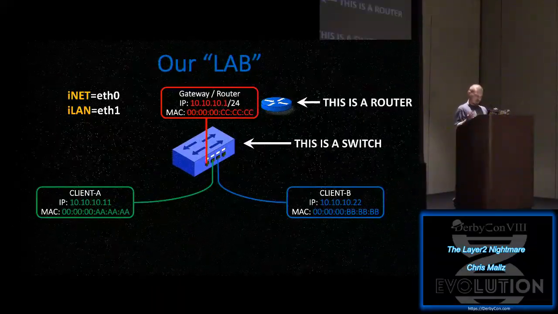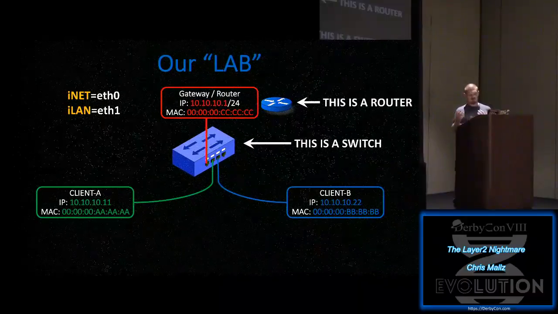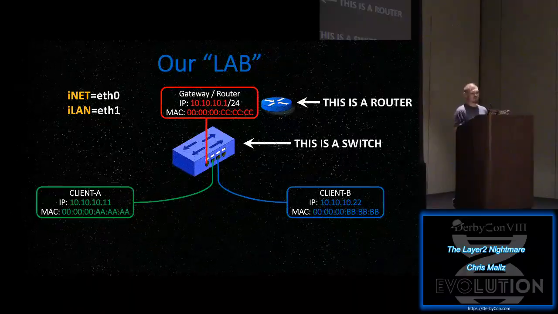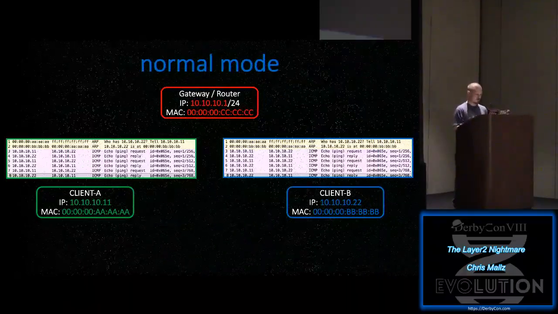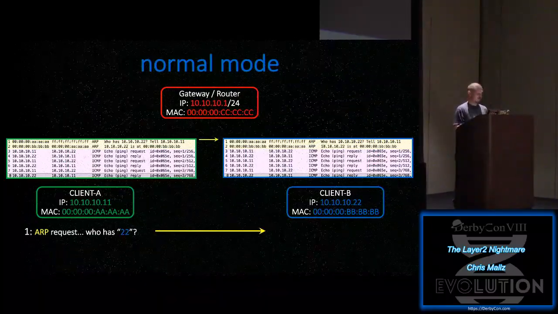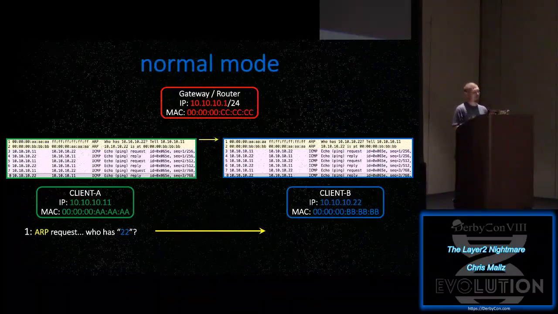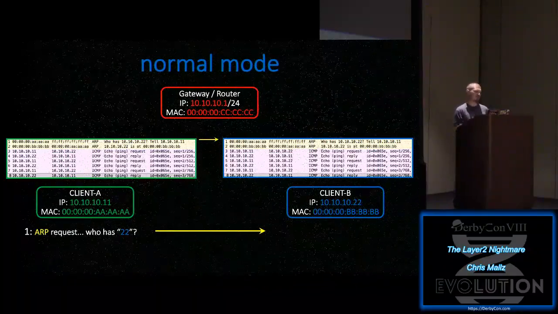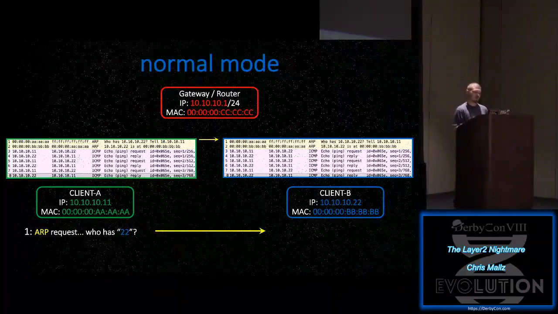So again, this is our lab, and let's take a look at what a normal, simple ping looks like in just a normal switch lab, right? So in normal mode, we'll start and we'll basically ARP out. We're going to have client A ping client B, right? So the first thing it needs to do is ARP out. It needs to say, hey, who has IP address 10.10.22, right?